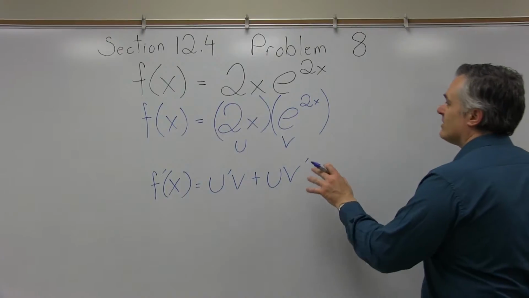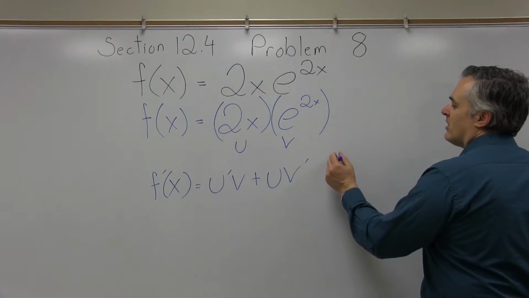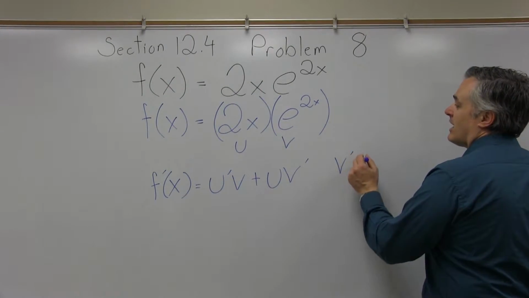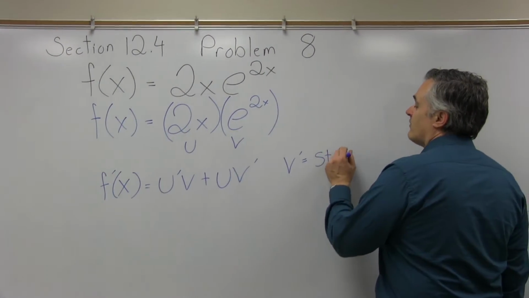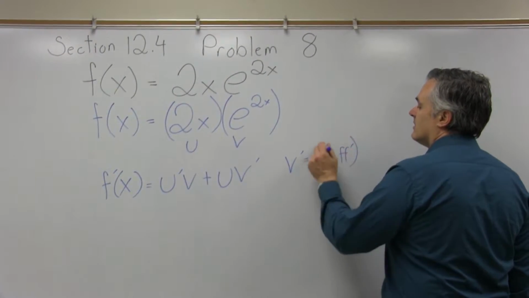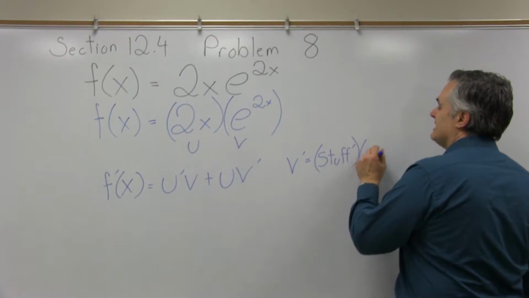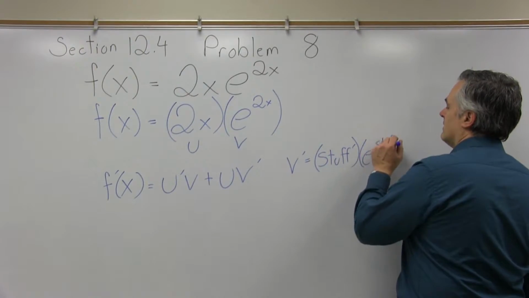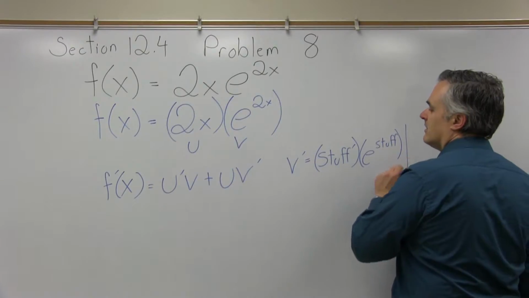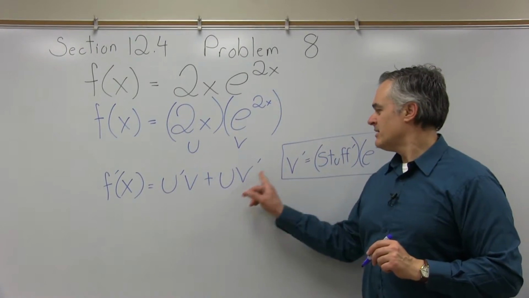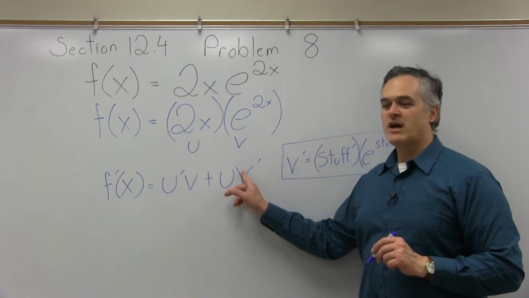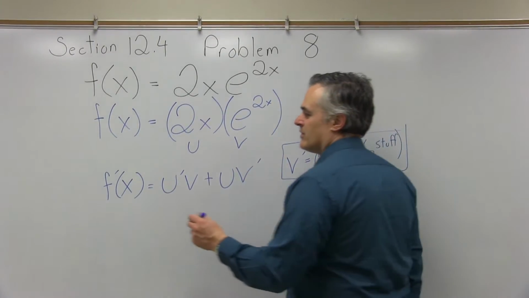And now when we get to the v prime part of it, off to the side I'll just put v prime is going to equal stuff prime times e to the stuff. I'll just keep that handy off to the side, that I'll need when I fill in the value for v prime.